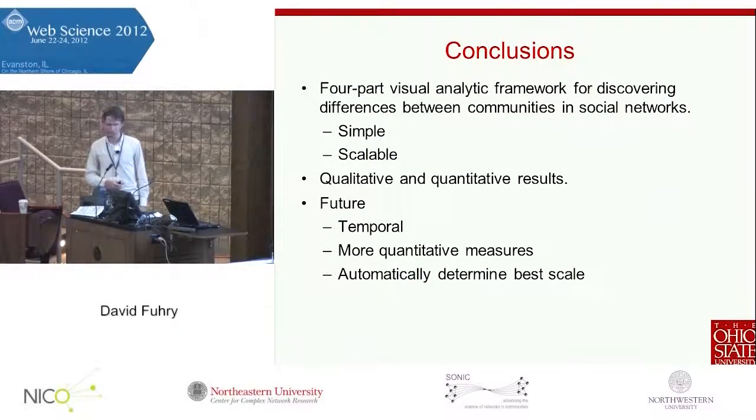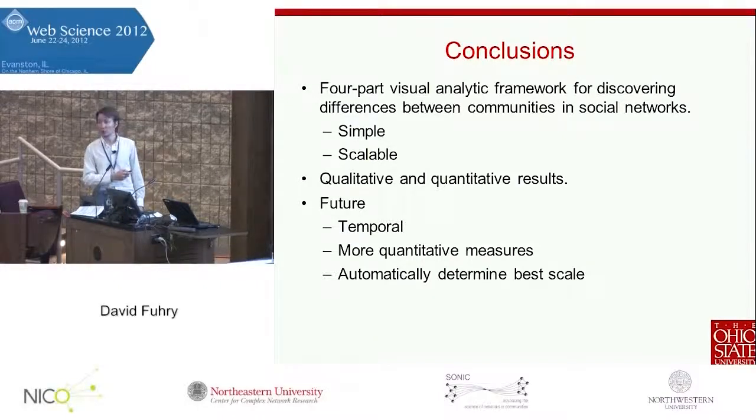To conclude, in this work we present a visual analytic framework, which helps tell the difference between communities and social networks based on their content, based on what they're talking about. It's fairly simple because you can just scan some data, accumulate some frequencies, and put them on a scatter plot. And it's pretty scalable because our methods scale well to million-node social networks.